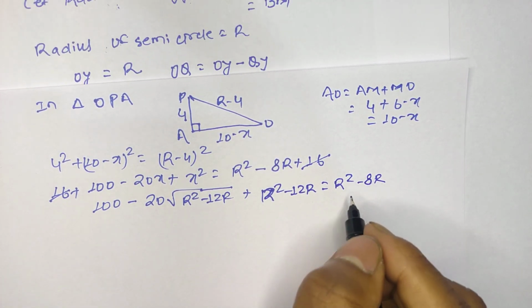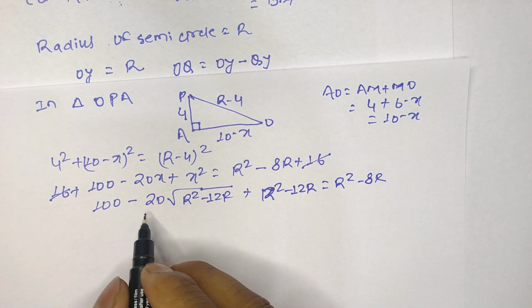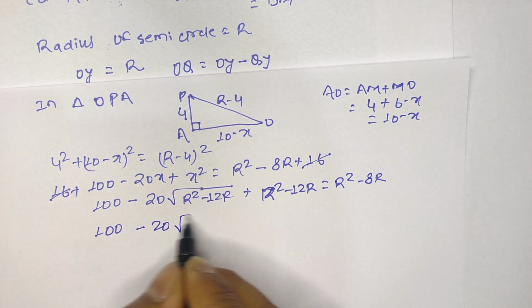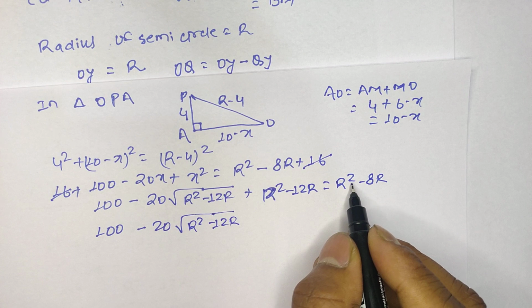Then we can solve this equation to find the value of r. So here it is 100 minus 20 times the square root of r power 2 minus 12r. We can move all these terms.